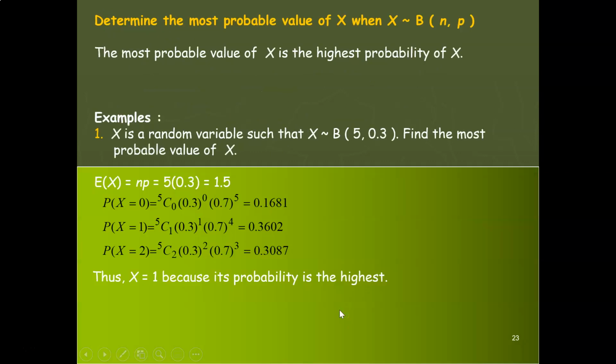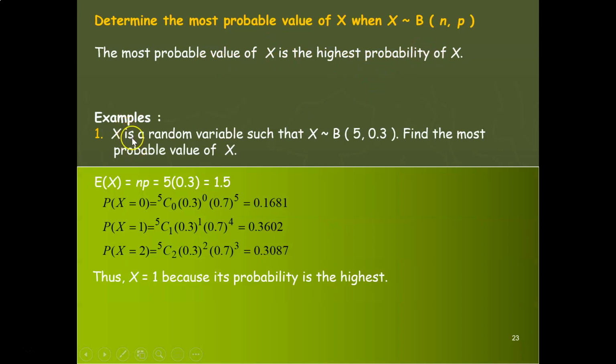Then you get the standard deviation over here. Okay, determine the most probable value of x when x follows binomial(n, p). The most probable value of x is the value with the highest probability. So you can say that the most probable value is actually the highest probability of x.